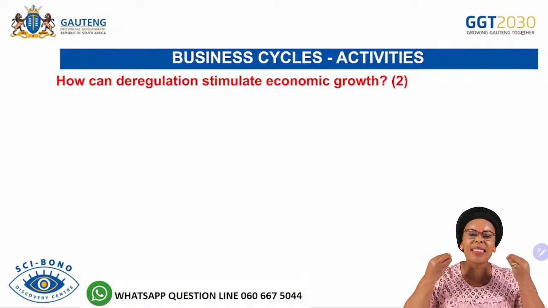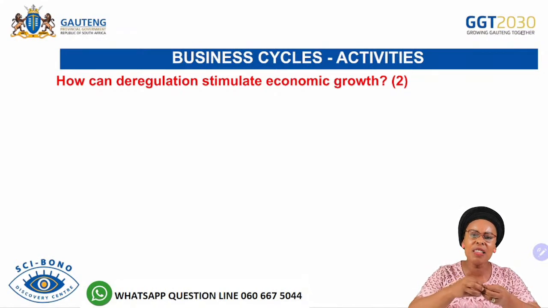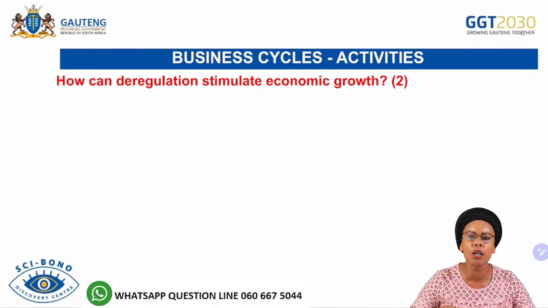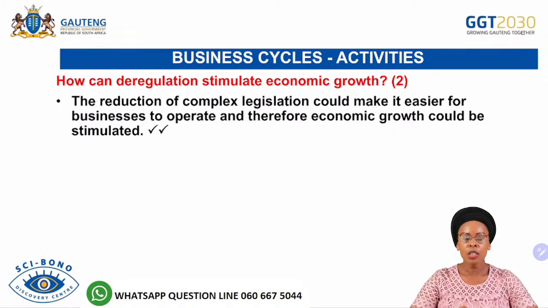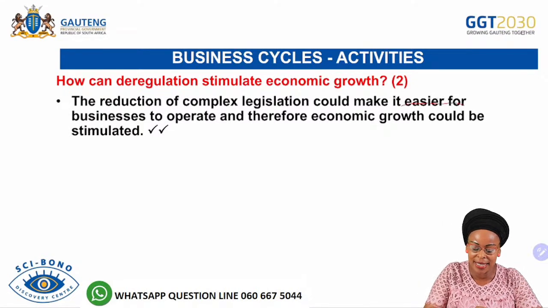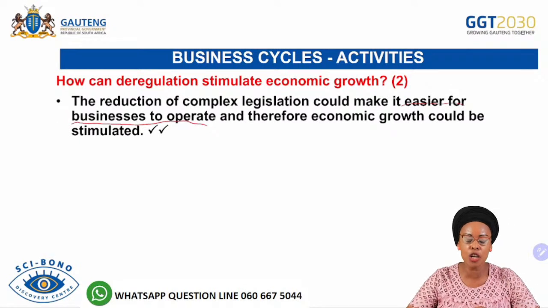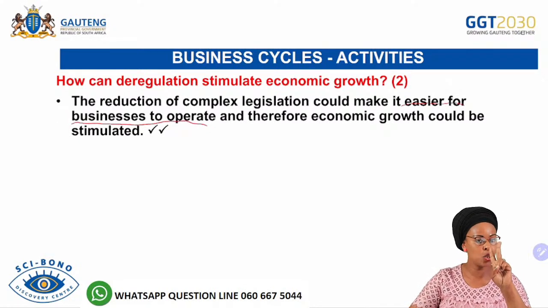So simply this type of question, it's how. So you need to think outside the box and apply your knowledge that if the government removes the laws and the rules, then this will make it easier for other suppliers to enter the market and supply more. So even if you write that the reduction of complex legislation could make it easier for businesses to operate, and therefore economic growth could be stimulated, you will get 2 marks.